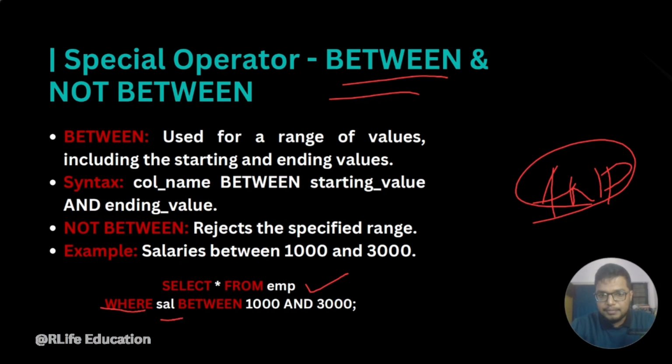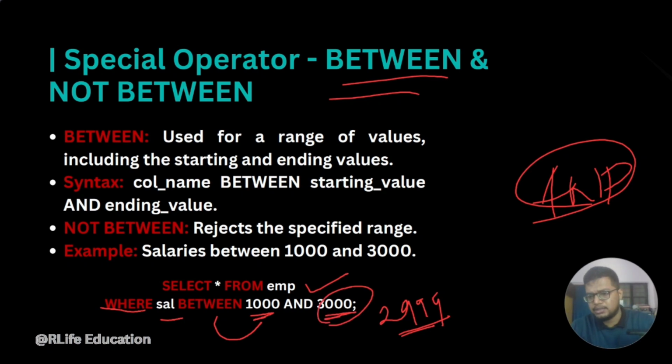That means you are providing some range. Here the 10 is nothing but the starting range, and 3000 is nothing but the ending range. And one thing here, this between operator works from 1000 to 999. It does not include the closing range. Okay.